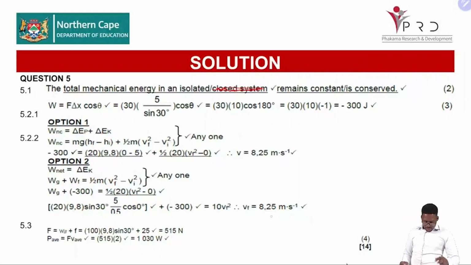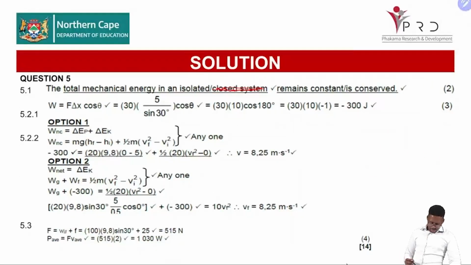Then, the next question. A 100 kg object is pulled up by the same ramp at a constant speed of 2 meters per second by a small motor. The kinetic frictional force between the 100 kg object and the surface of the ramp is 25 newtons. Calculate the average power by the motor.